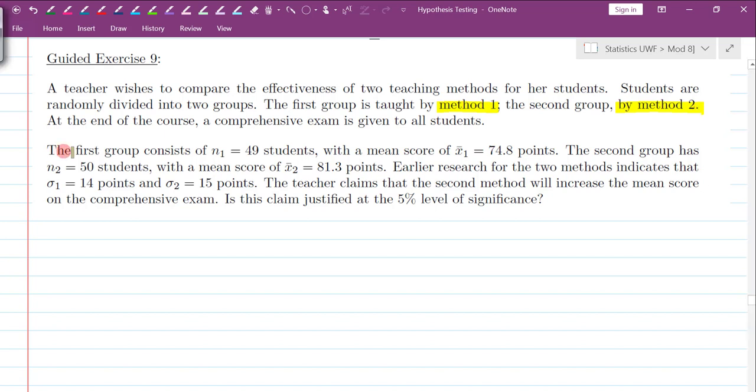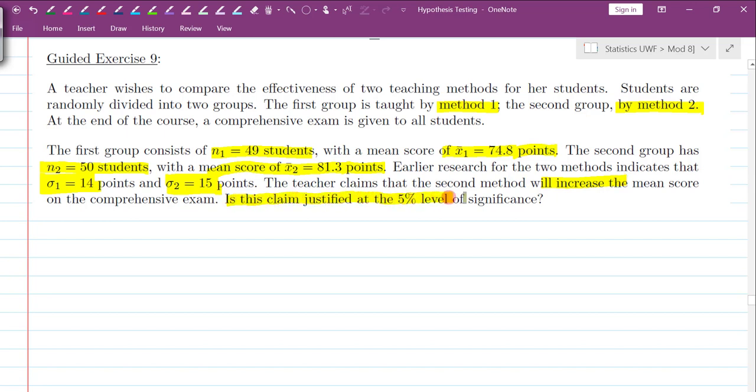The first group consisted of 49 students, and they had a mean score of 74.8 points. The second group had a sample of 50 students in it with a mean score of 81.3 points. Earlier research for the two methods indicated that sigma for population 1, method 1, is 14, and the standard deviation for population 2 is 15 points. The teacher claims that the second method will increase the mean score on comprehensive exams.